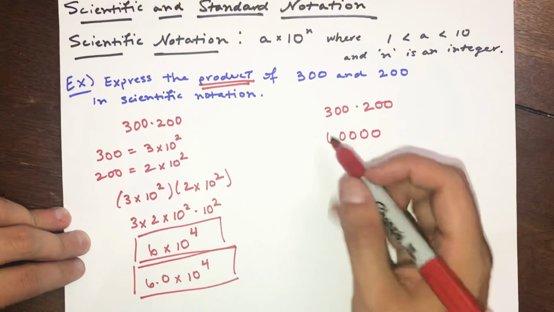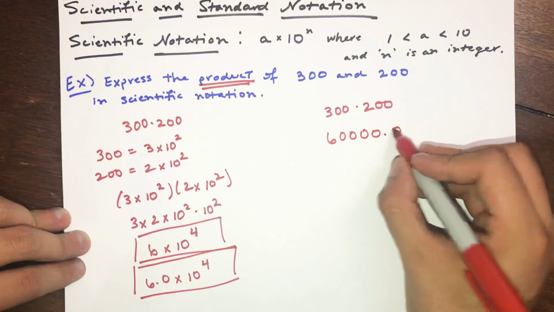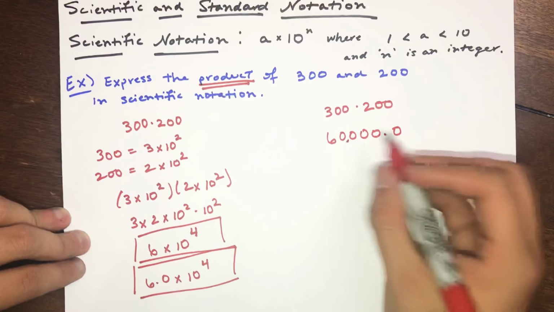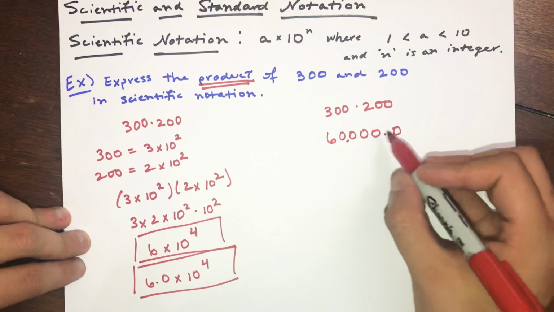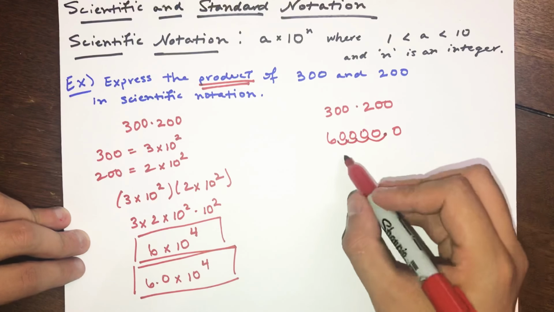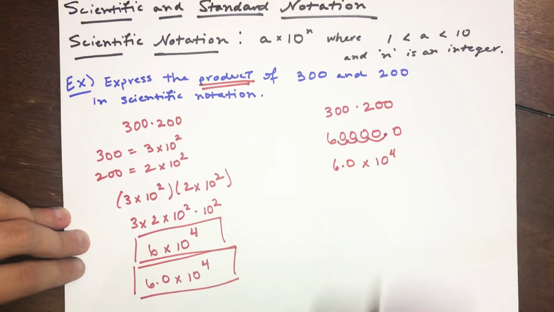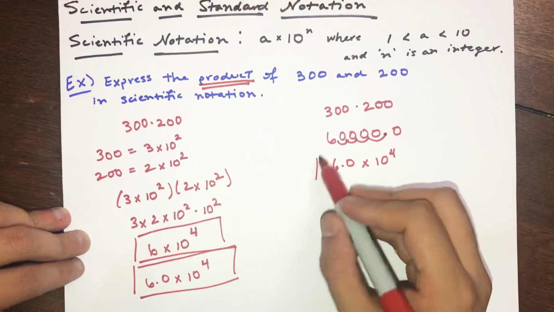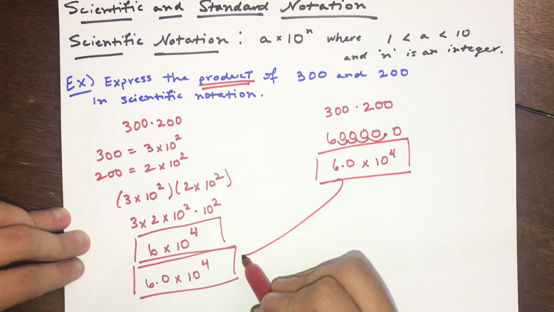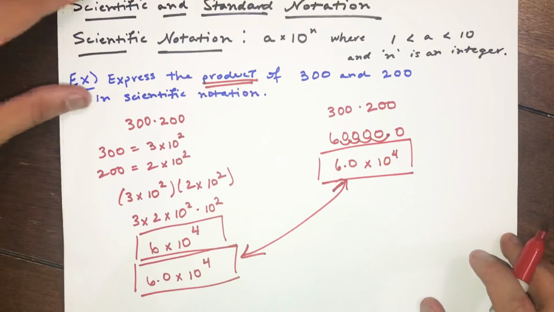And then all you have to do is convert this now to scientific notation. This number is just 60,000.0, so you have to move the decimal point to the left, 1, 2, 3, 4, and you'll get 6.0 times 10 to the 4, because you had to jump 4 times. And you'll see here that these are the same thing. So you can use whichever method you want. Let's do another example.